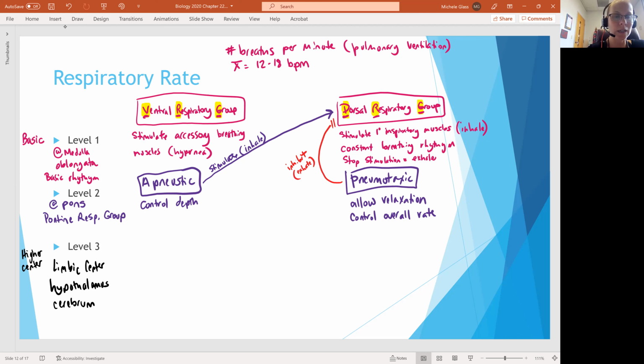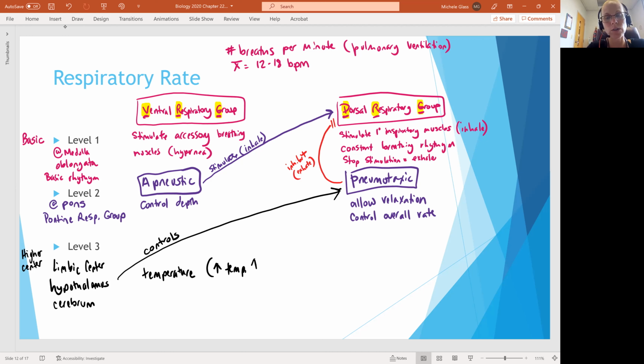So level 3 is going to control the pneumotaxic. So you can override the pneumotaxic. And we can see it kicking in response to temperature. So we'll see a direct relationship where you increase temperature, you're going to increase your respiratory rate. So that's part of what we're getting with our exercise.